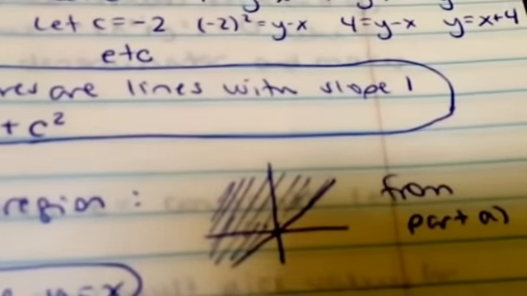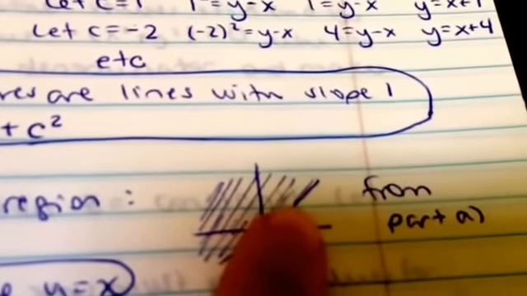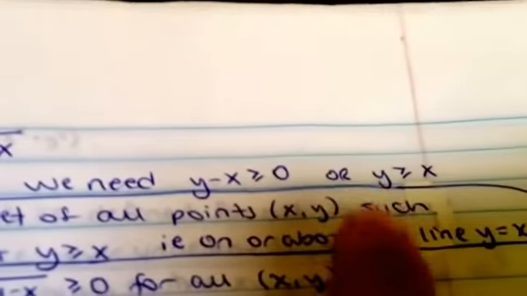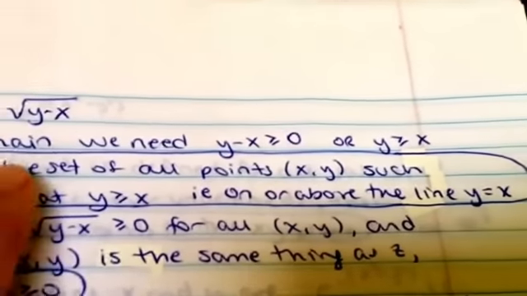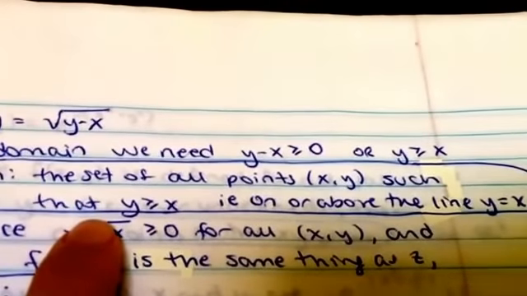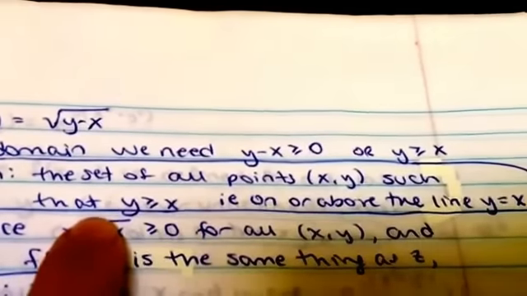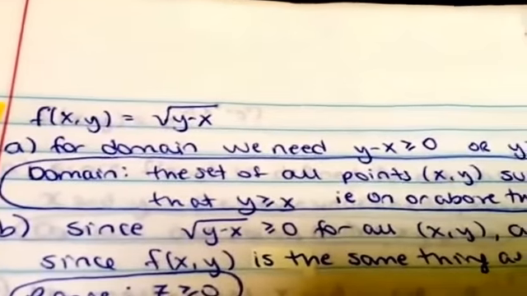That would involve shading. Okay, so it's all the points on or above the line. So because that was the "or equal to," it's the set of all the ordered pairs on or above the line.